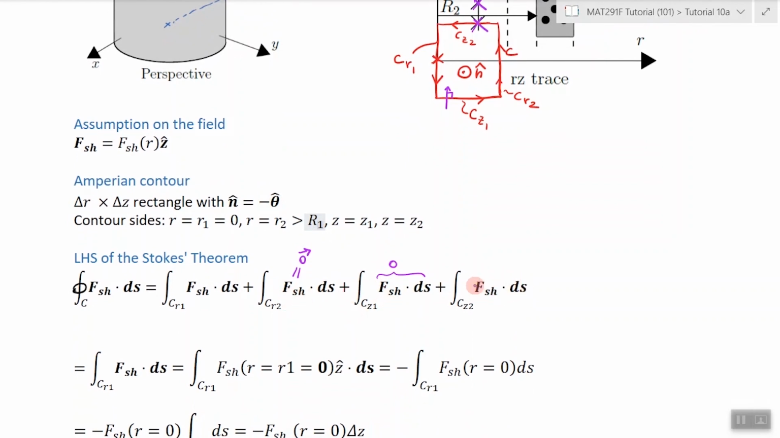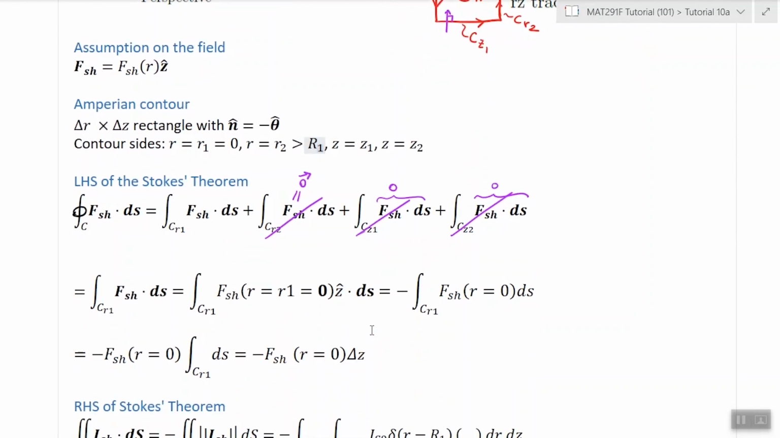Same thing for this guy. Because this also has ds going to the left, and the field is either up or equal to 0, this integral is 0. Same for this one, and same for this one. So we're left with just this guy.